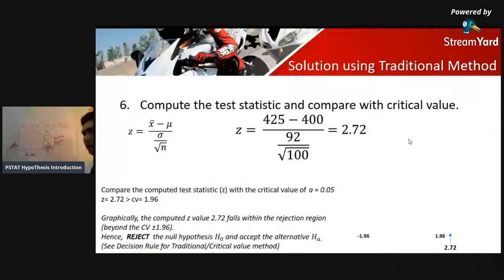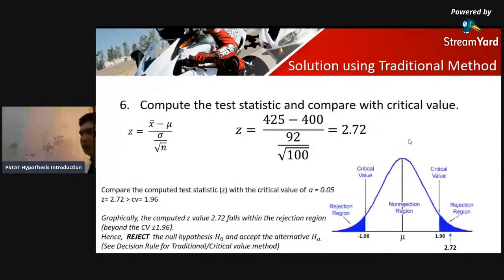Sir, what if the computed value falls in the middle? Okay, your decision is to accept, because this white portion here, the non-shaded region, is the acceptance region. It implies that you will accept your null hypothesis. So that's how we do the traditional method.